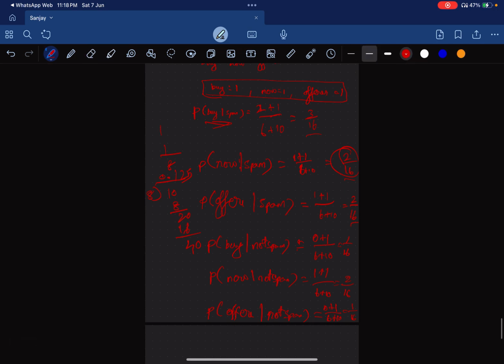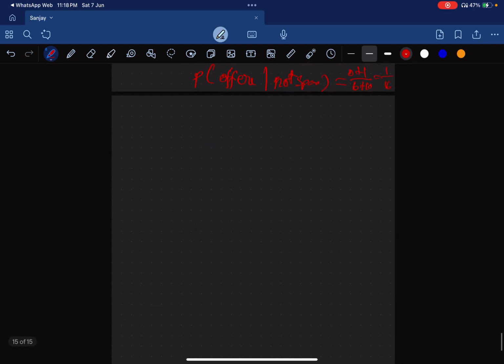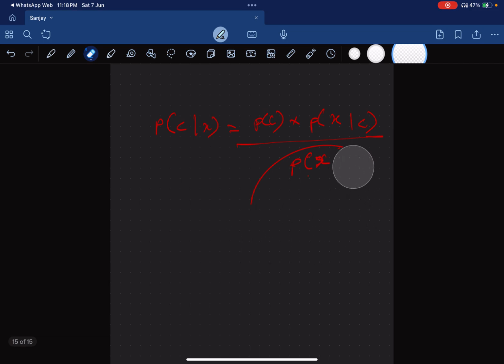The Bayes theorem looks like this: P of class given X equals P of C into P of X given C, divided by P of X. As I told, the X is constant, right? So to reduce some calculation, we simply remove this, and put a proportional symbol.